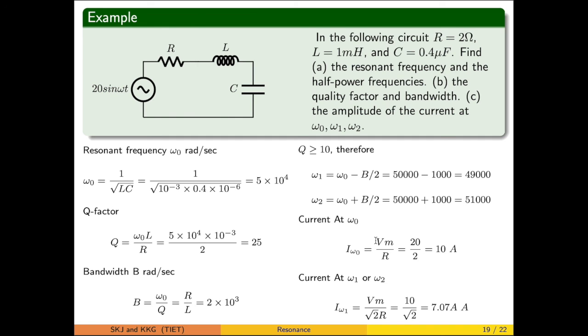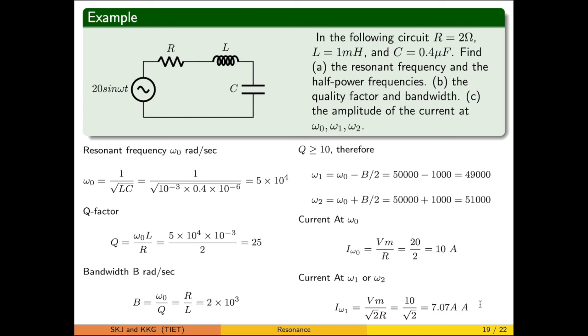Now the current at the resonant frequency will be decided by Vm upon R, so 20 by 2 is 10 ampere. The current at the half power frequency will be 1 upon root 2 times the current at the resonant frequency, which gives us the value 7.07 ampere.